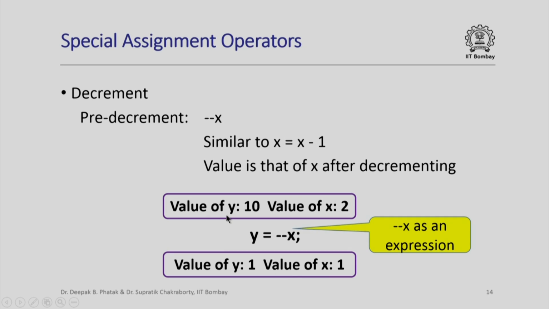So in this particular case, since the value of y and x before the execution of this instruction are 10 and 2, when you execute this instruction, the value of this expression is the same as the value of x after decrementing, so it is 1. So the value of y gets assigned 1, and x is of course decremented as a side effect, so it also gets the value 1.